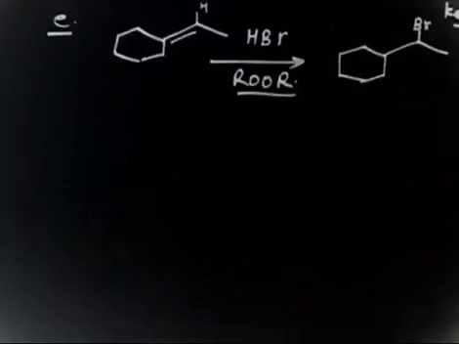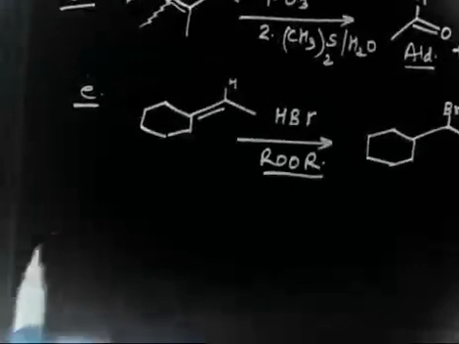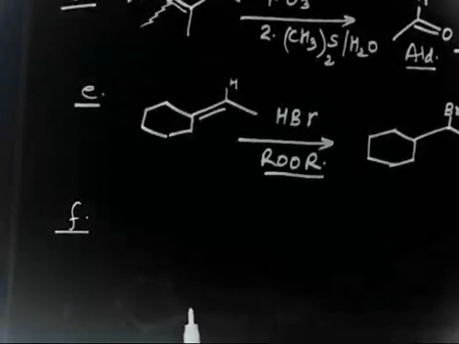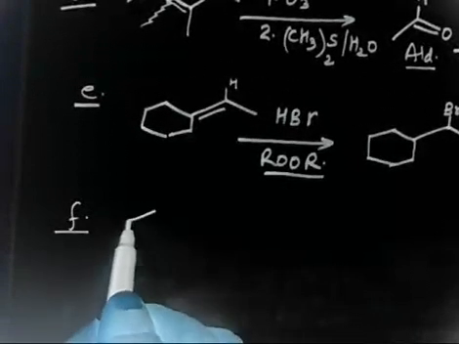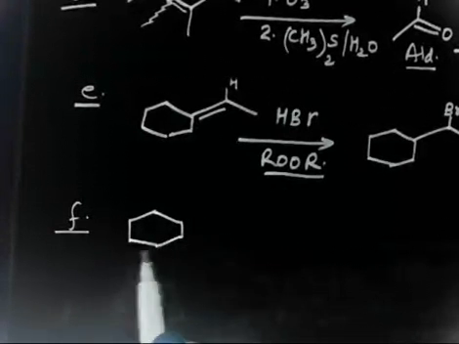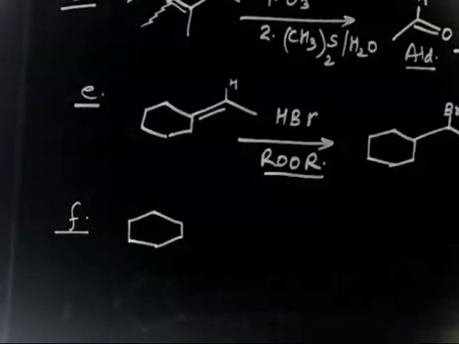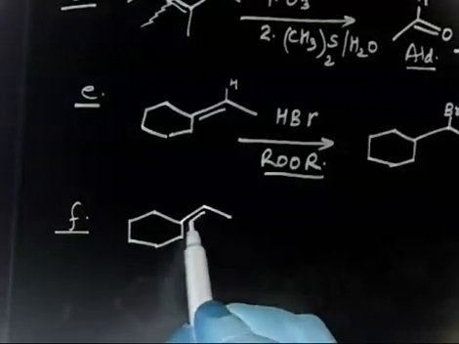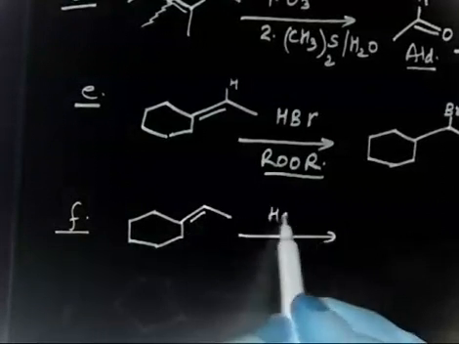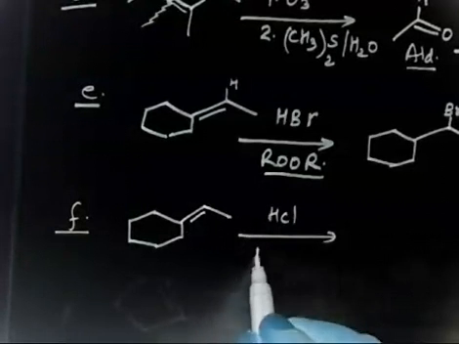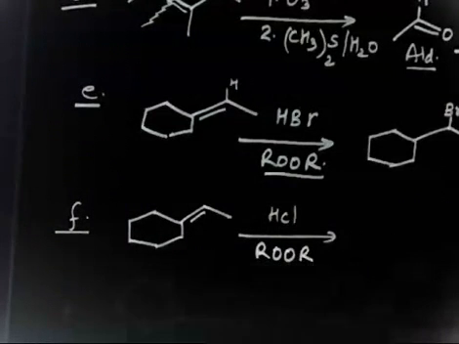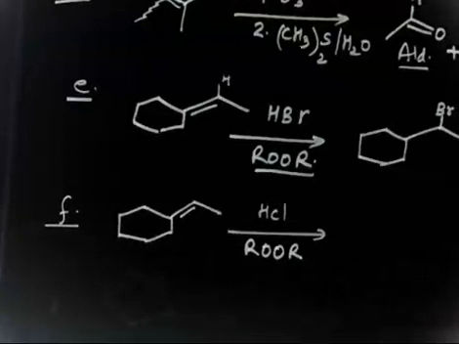Okay, so what will be the product for this next reaction? This exercise is a continuation of the last exercise. So you have E and now you have F. If you have F, something like this, and I treat it with HCl in the presence of peroxide, so ROOR. In the presence of peroxide, what will be the product?